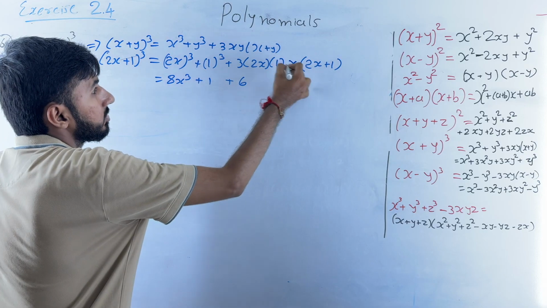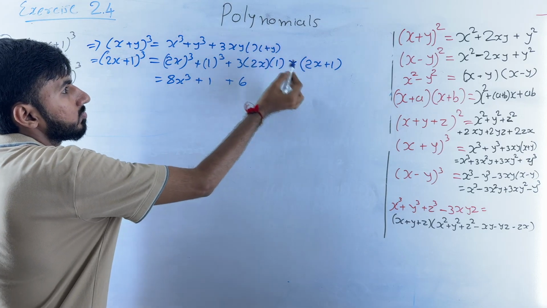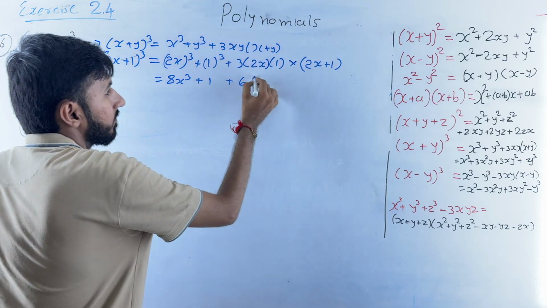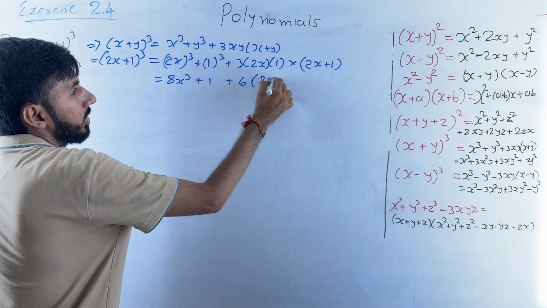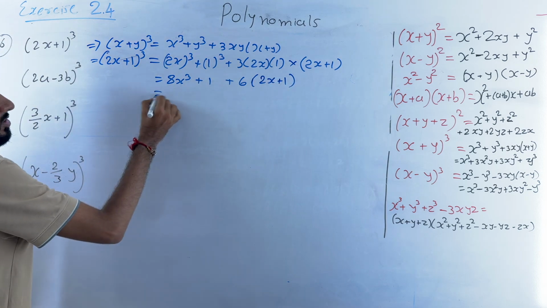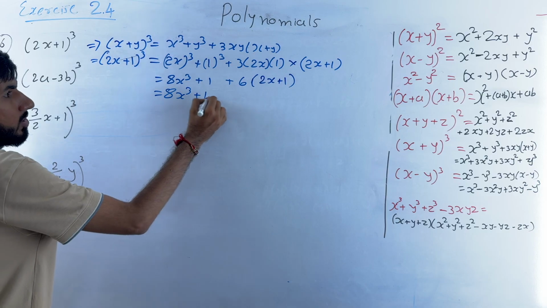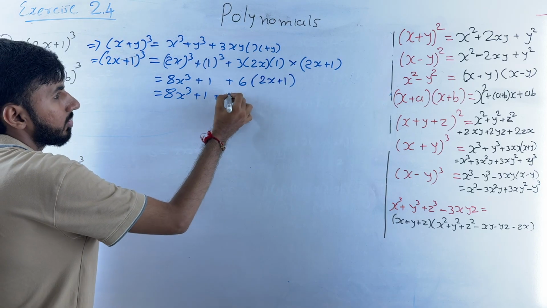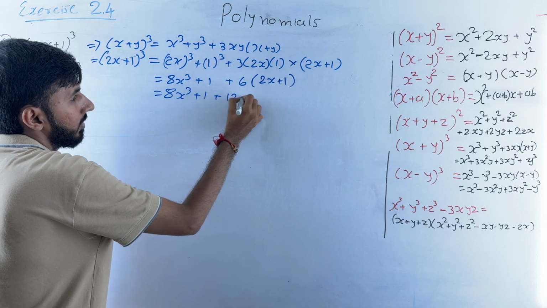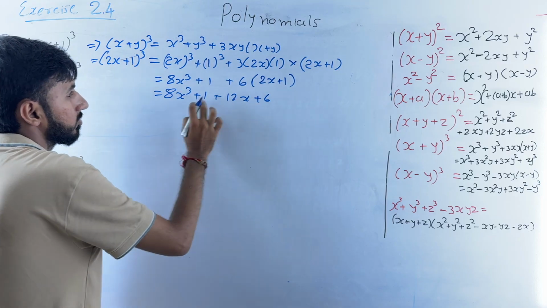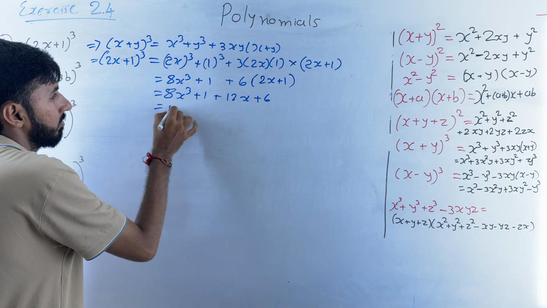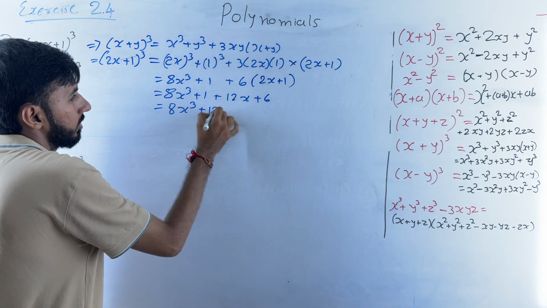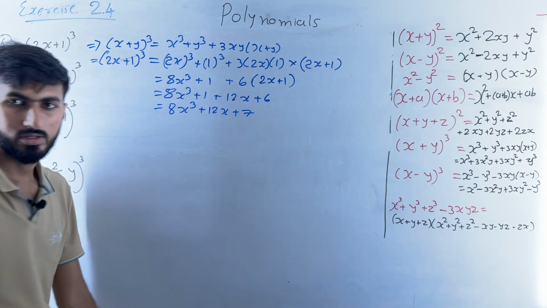There is a multiplication sign in the question, right? 3xy multiply (x + y). So 6 multiply (2x + 1). Now just simplify it. 8x³ + 1 plus, if you multiply 6 into the bracket, your answer will be 12x + 6. 6 plus 1 is equal to 7. So the answer will be 8x³ + 12x + 7 only, right?